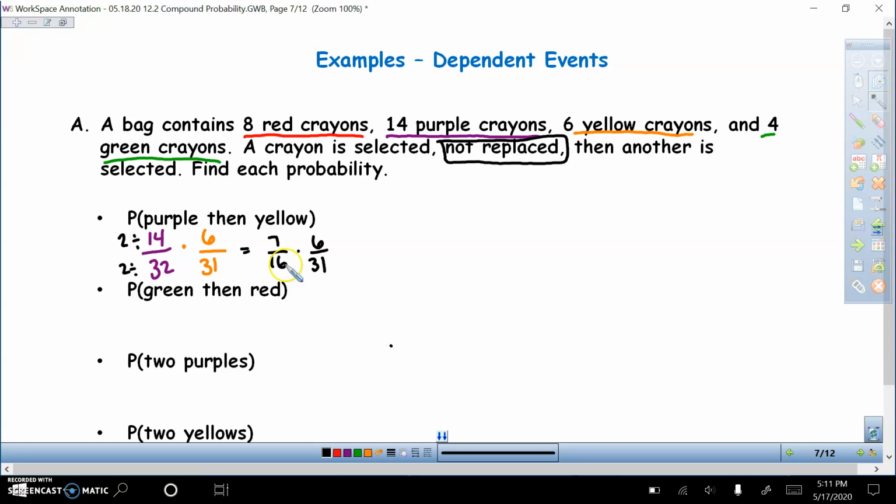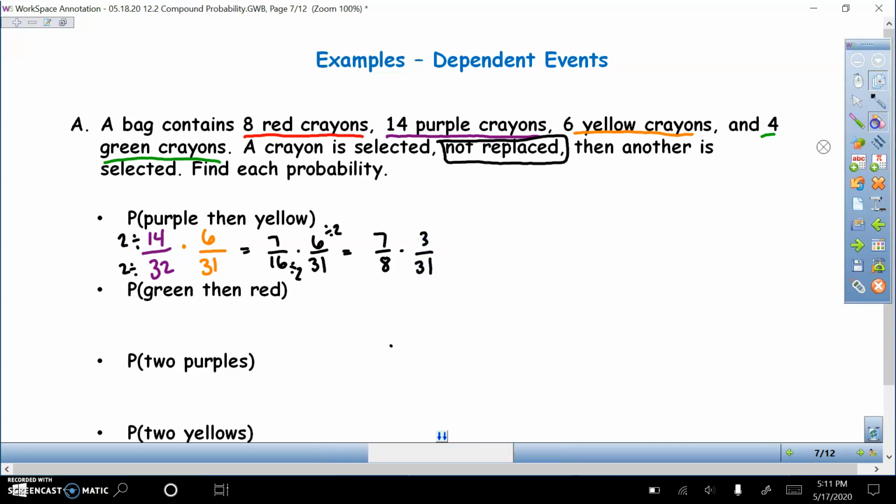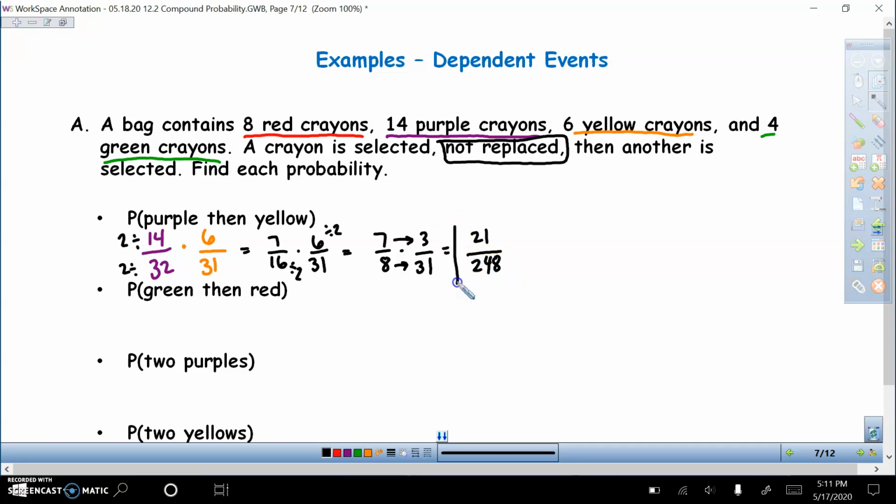So I noticed that the 6 and 16 are both divisible by 2. So I'm actually going to simplify a little bit further to end up with 7/8 times 3/31. So now I'm at a point where when I multiply straight across here, I end up with 21 over 248, this is not going to simplify any further. The only numbers that go into 21 are 7 and 3, and 7 and 3 does not go into 248. So that would be the probability then of drawing a purple and then a yellow without replacement.